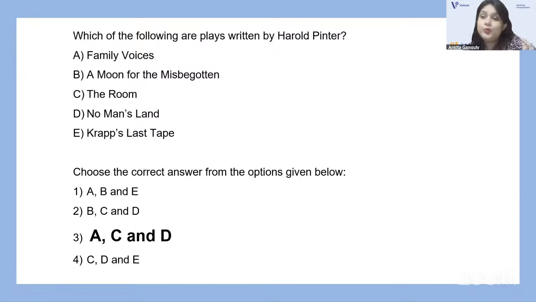Can you tell me which was the first novel by Samuel Beckett? Murphy. Murphy was the first novel by Samuel Beckett. Very good.